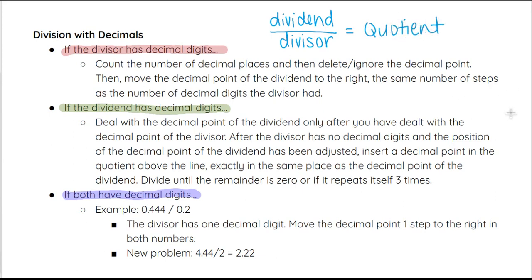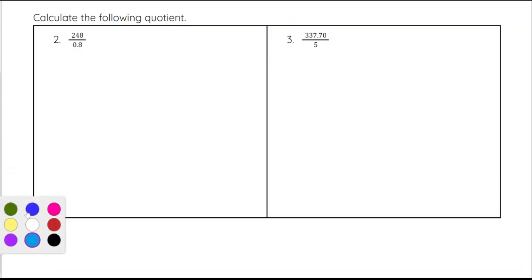So we are going to work through the first 2 examples, and then I will talk through what happens if both spots have decimals. So first one we're going to look at, calculate the following quotient. So 248 divided by 0.8. So if you look at this, our decimal is in our bottom number, what we're dividing by, which is the divisor. So I'm going to make that note here. Our decimal is in the divisor.